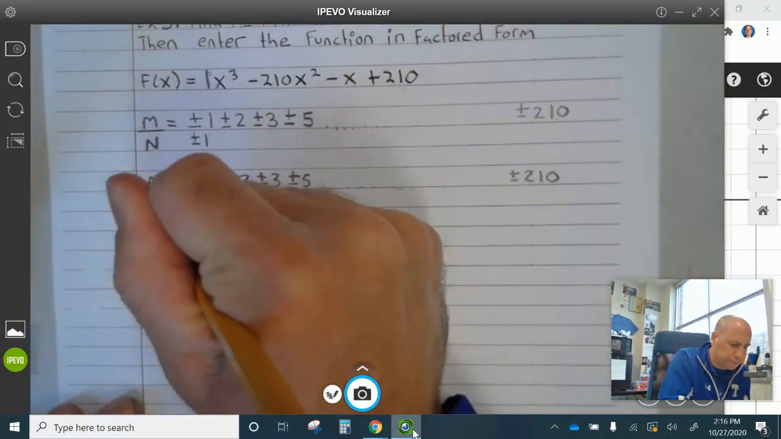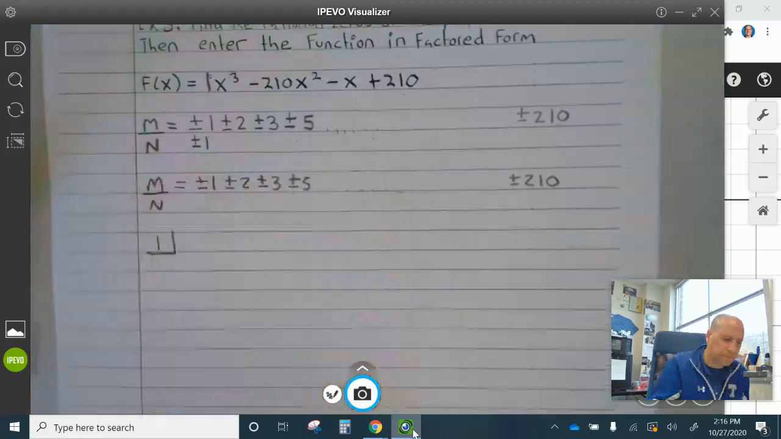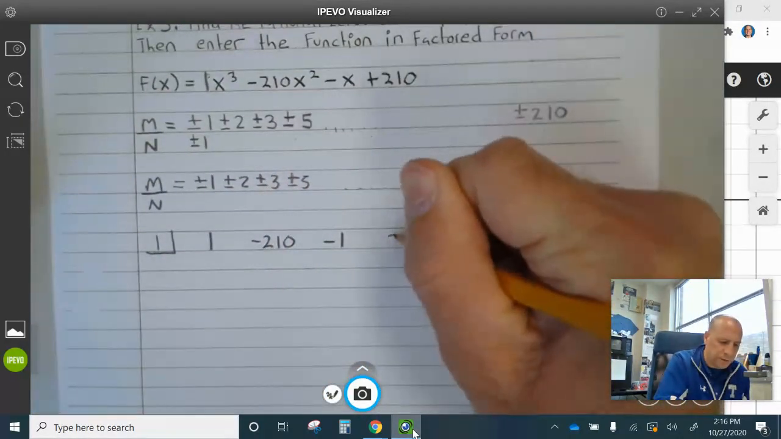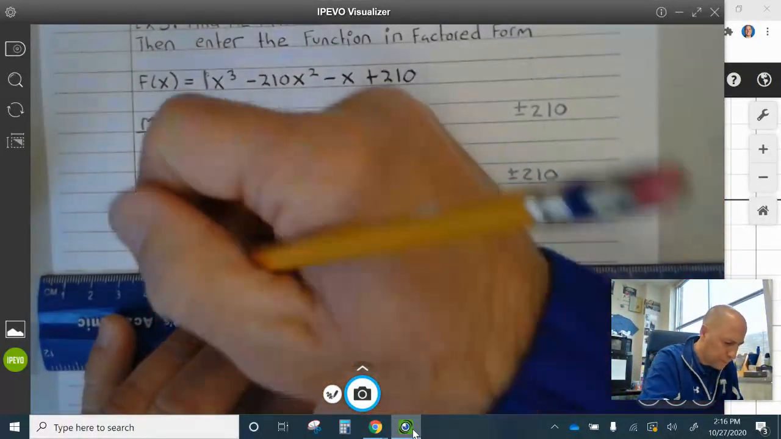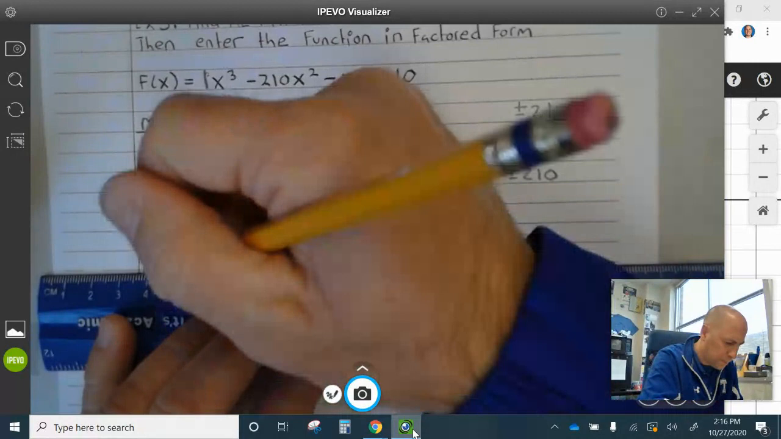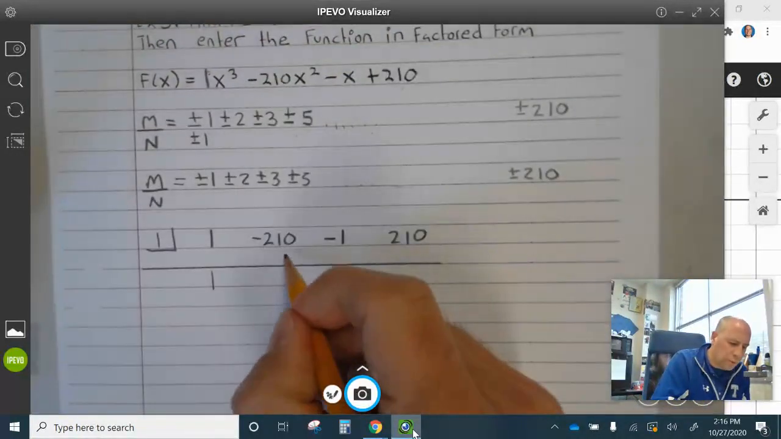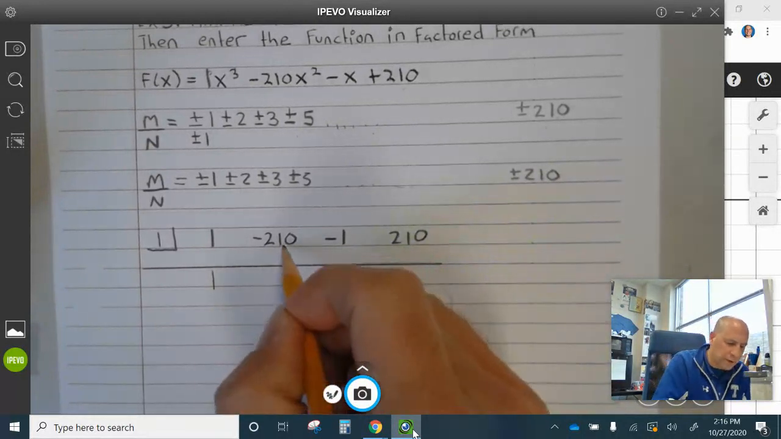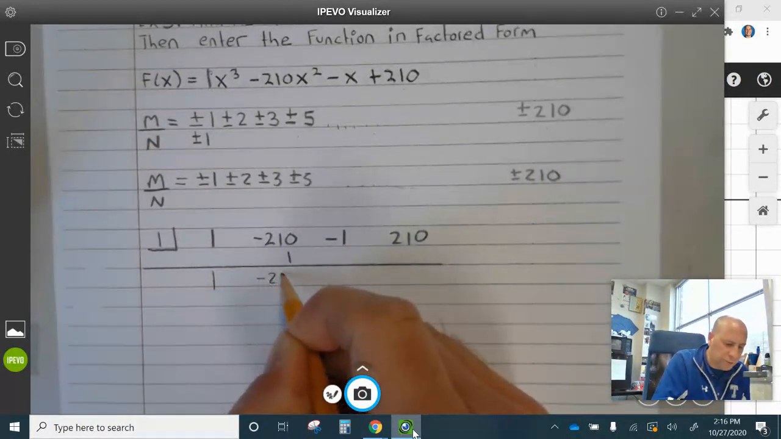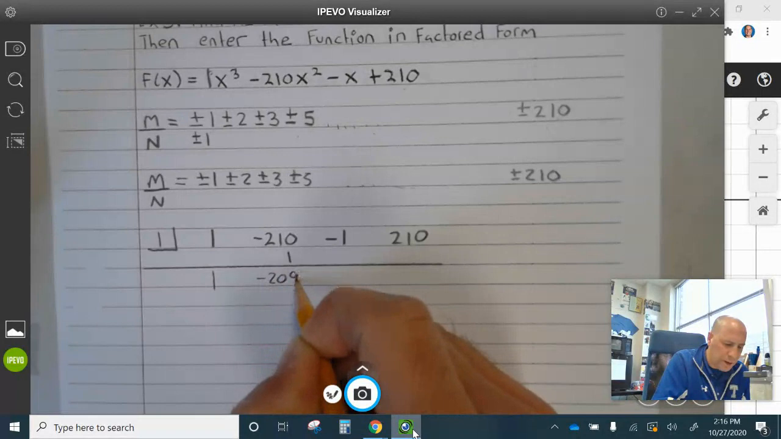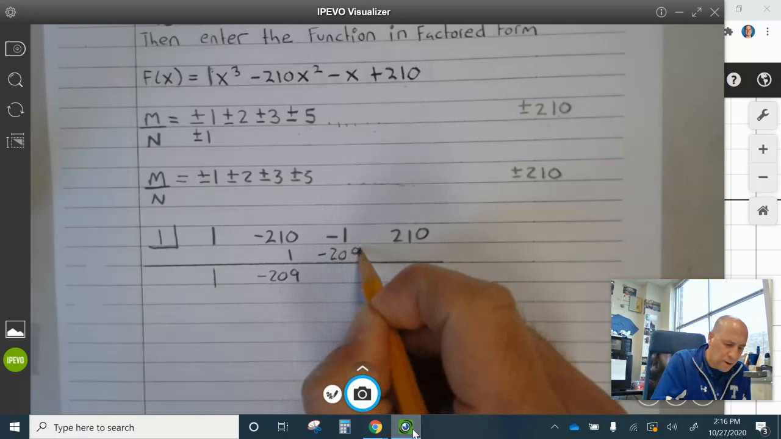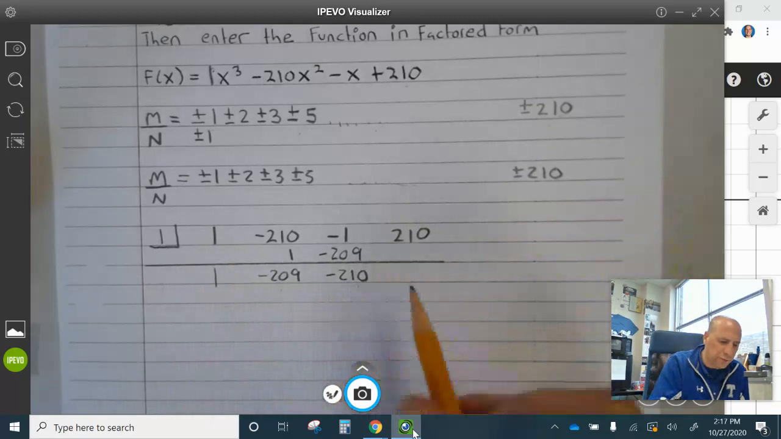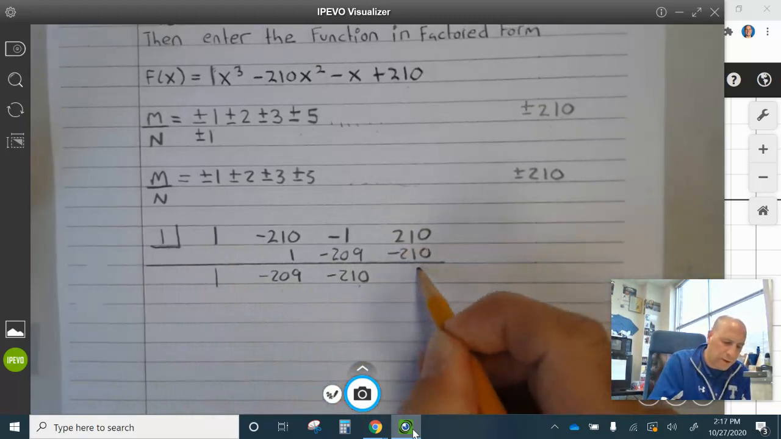Okay, so we bring down the 1, negative 210, negative 1, 210. So bring down the 1. 1 times 1 is 1, which added to negative 210 is negative 209. 1 times negative 209 is negative 209. This combines to be negative 210. 1 times negative 210 is negative 210. So the remainder is 0.